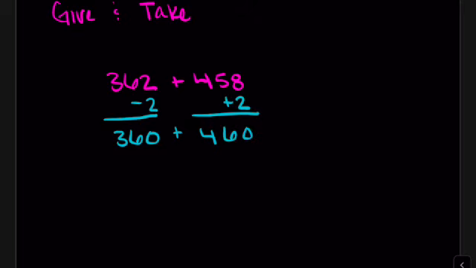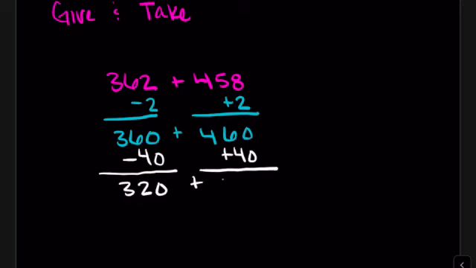460. We could probably give and take when it comes to working with the tens as well, right? If I take 40 from here and I give it to the 460 over here, right? I end up with 320 plus 500. 320 plus 500 is 820, and it's easier to add because I have these zeros.